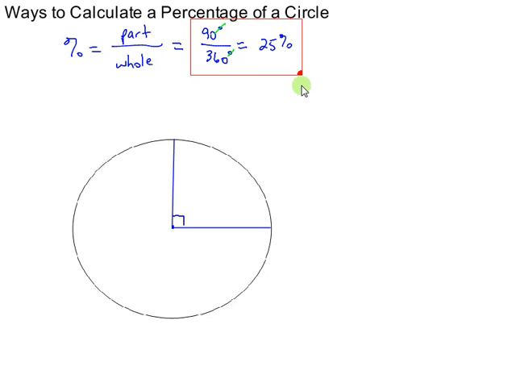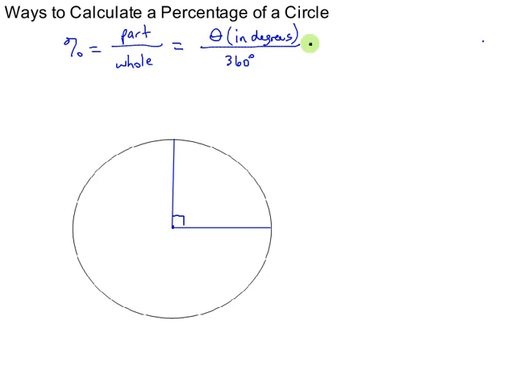In general, you can calculate the percentage of a circle this way by taking any angle theta, and if it's in degrees, then you would divide that by 360 degrees, right? The degrees, the unit of measure, have to match. Or you could use theta in radians, and if you use radians, then you would divide that by 2 pi, because there's 2 pi radians in a whole circle. So you can calculate a percentage of a circle by using the angle of the region that you're talking about, the part of the circle that you're talking about.